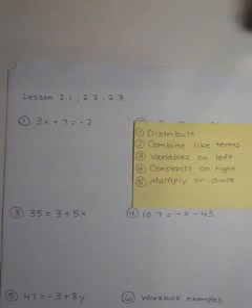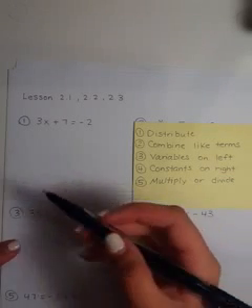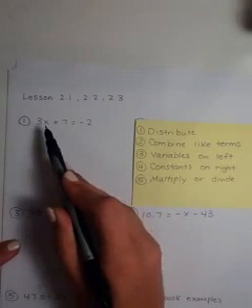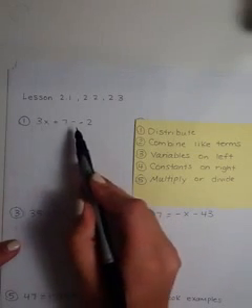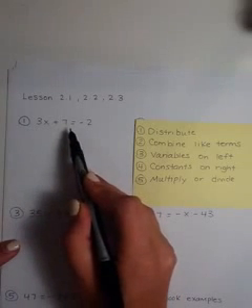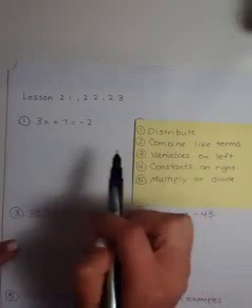You distribute whenever you have parentheses. There are no parentheses located in this problem, so we'll go on to step 2, combine like terms. What I mean by like terms is if there are 2 sets of x's on one side of the equal sign, or if there are just 2 constants on one side of the equal sign. We do not have that in this problem. So we're going on to step 3, which is variables on left.